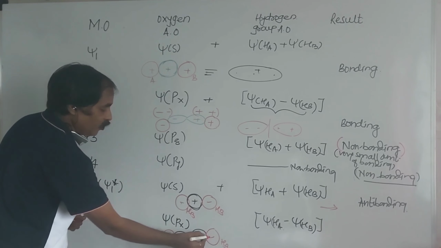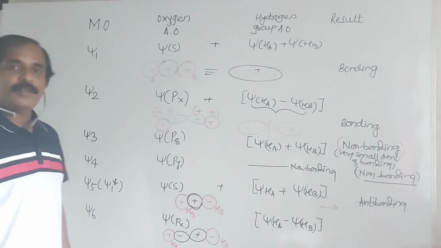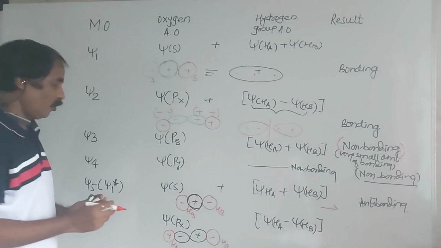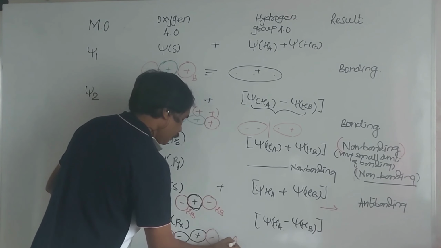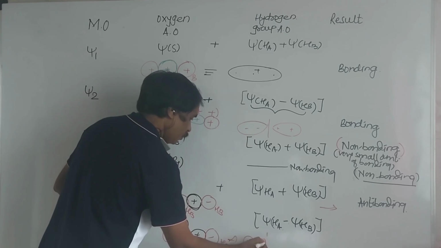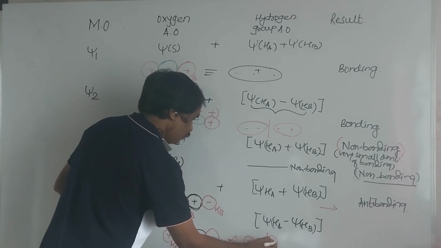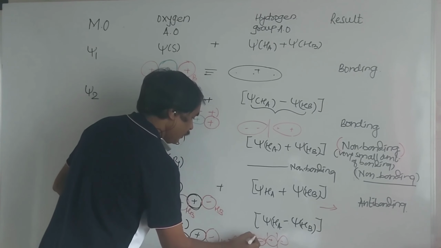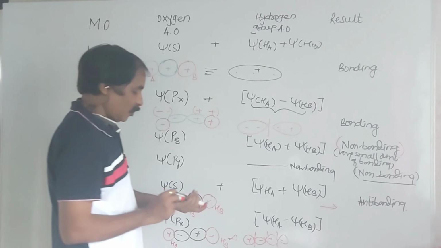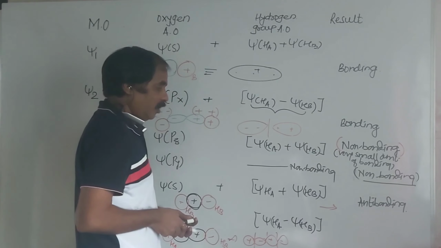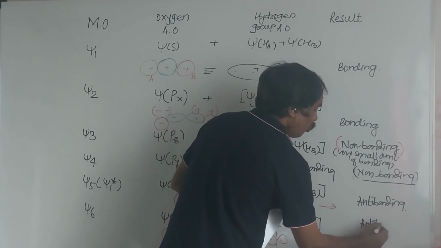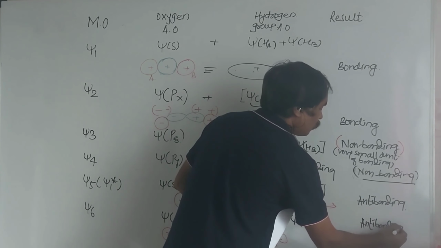Positive, negative, positive, negative. There is a subtraction of waves, and we know that when waves are subtracted, an anti-bonding molecular orbital forms, and it will be like this. Here it is plus, here it is minus, right? Like this plus, nodal plane, here it is negative. This is the anti-bonding molecular orbital. So the result is an anti-bonding molecular orbital.